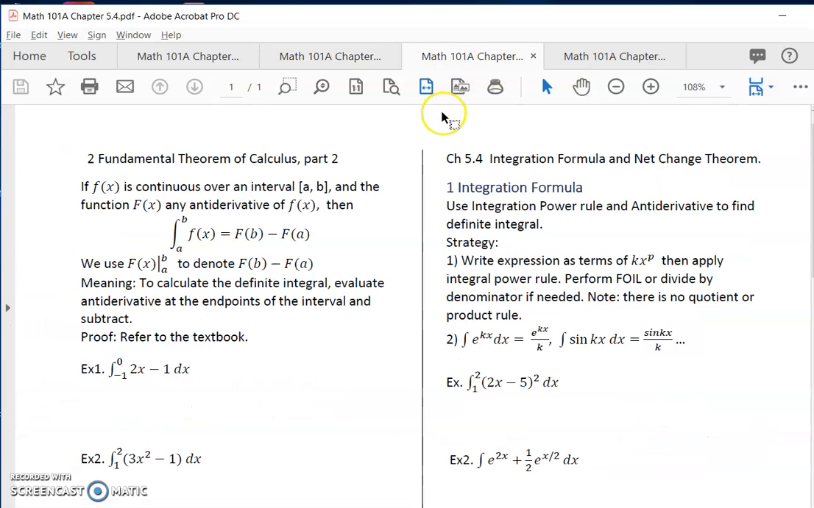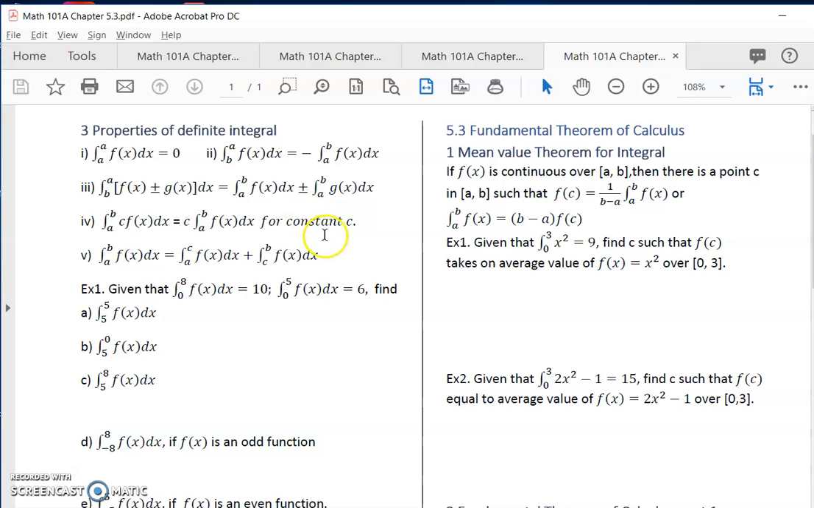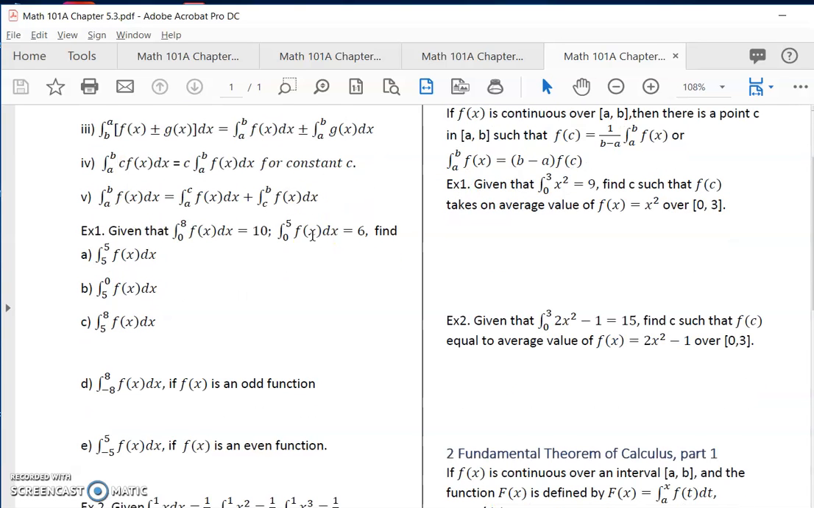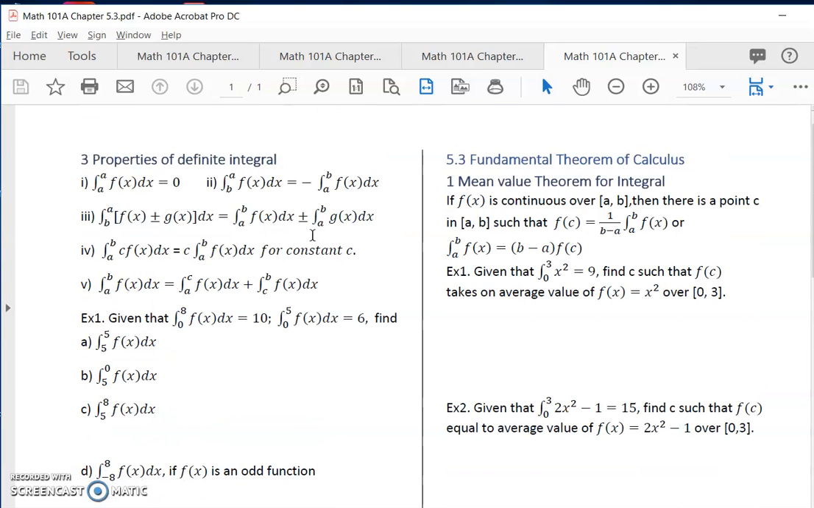Is that the end? Let's see. Okay, so we still have properties of integral that we can talk about. Can I finish this? Okay.